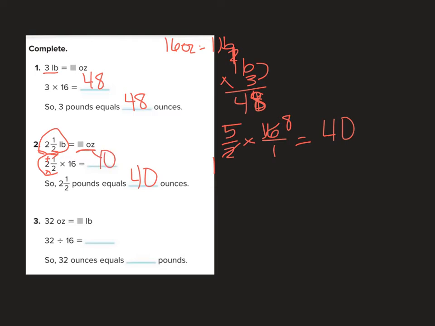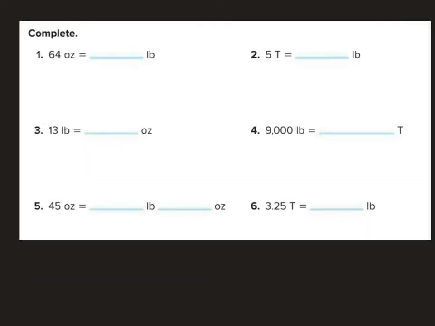All right, so 32 ounces, teeny tiny, into big. Small to big means we need to divide. 32 divided by 16, because 16 ounces equals 1 pound. Oh, look at that, 2. Right? Because 16 times 2 is 32. So it equals 2 pounds. Nice.